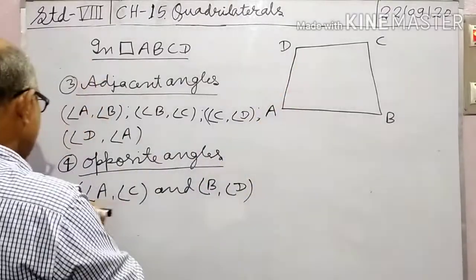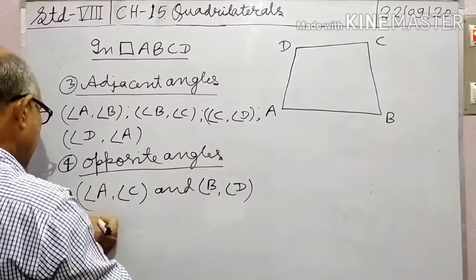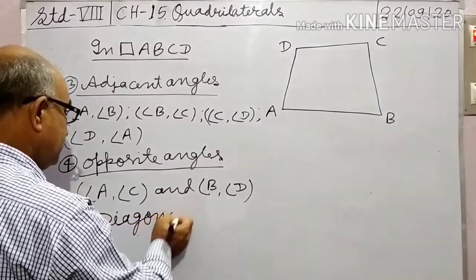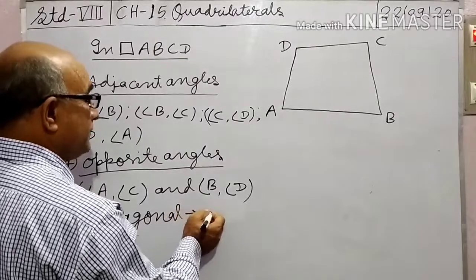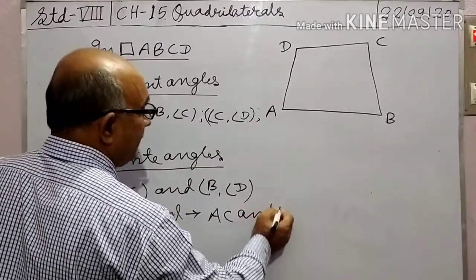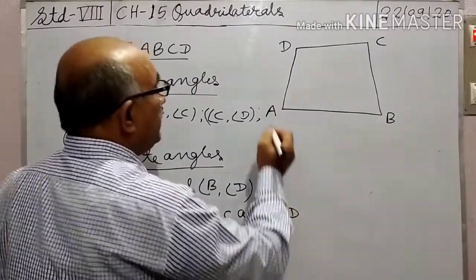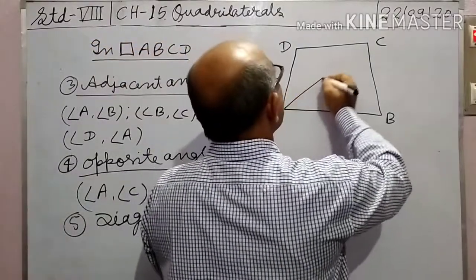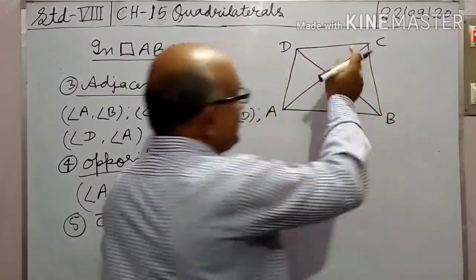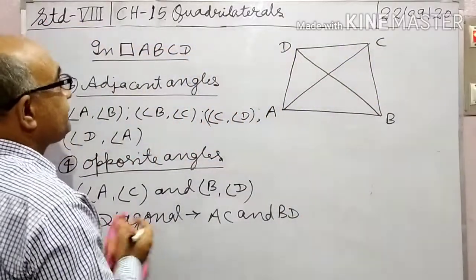Number five, diagonals. AC and BD are the two diagonals of the quadrilateral.